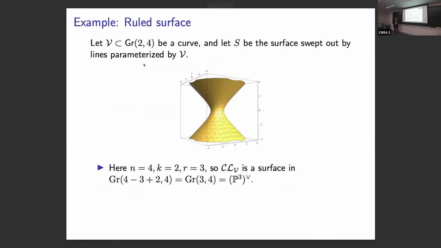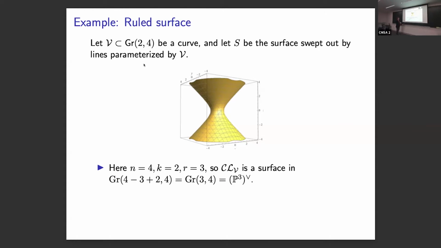Okay, let's see one example of these things. So we're going to start with a curve in the Grassmannian, and then we're going to take a surface given by the union of all the lines, where each line is the point on the curve. So you go along the curve and just take the union of all of the lines. And we're going to interpret its Chow-Lam locus geometrically.